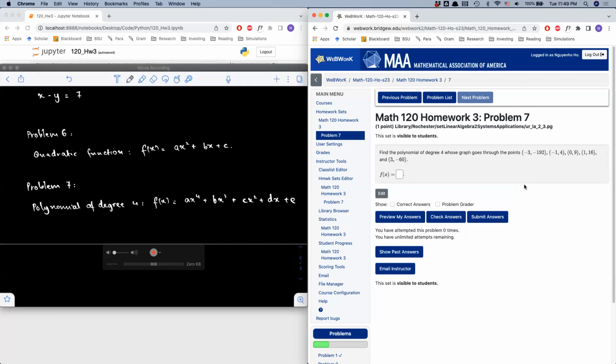So you have 5 points. You substitute these into the function. You will obtain a system of 5 linear equations. Again, turn that into an augmented matrix, input the augmented matrix into Python, and you can obtain the values of a, b, c, d, and e.